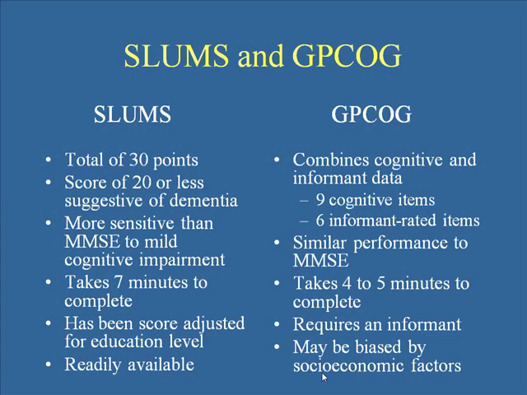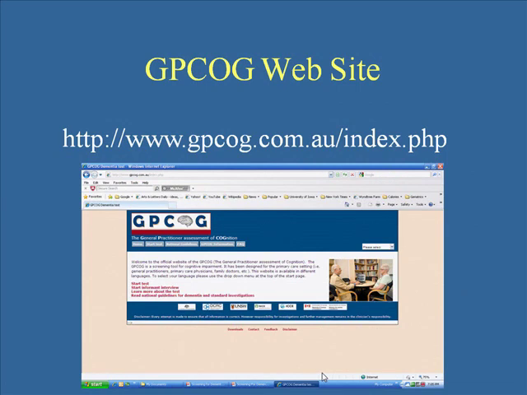So remember that. The SLUMS and the GP-COG, they're part of your handout. Take a look at them. Consider whether they might be a tool you'd like to consider using. If you want more information about the GP-COG, there's a great website. It'll walk you through an online version of the test. You can also download the actual paper copy of the test itself. So if you want to explore the GP-COG as a potential screening tool, this website's very helpful.